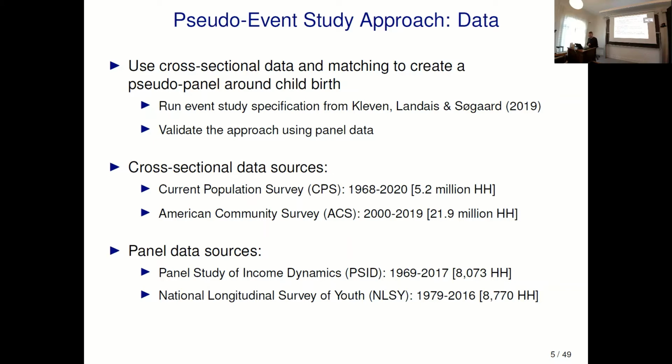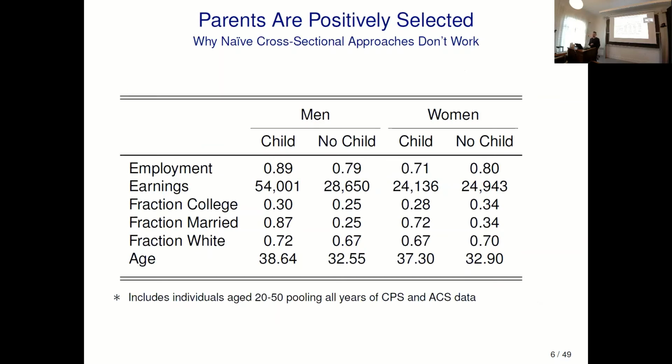Okay, so let me just explain what the fundamental concern is when we use cross-sectional data. The fundamental concern is that there's selection into being a parent, which is unsurprising. And the specific issue here is that parents are positively selected. We can see that in this table here. Now, the neat thing is that we know from the child penalty event studies that we've seen that having a child is a non-event for men, and that holds pretty much universally. So we know that we have the answer for men. There really should be no difference between having a child and not having a child.